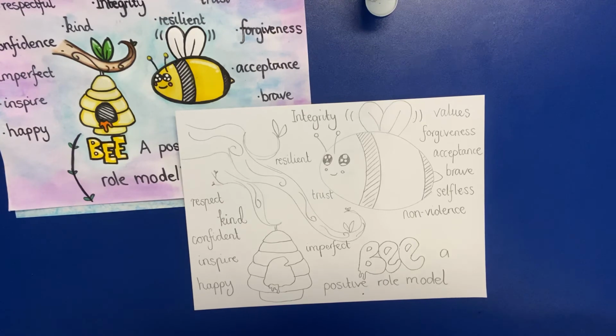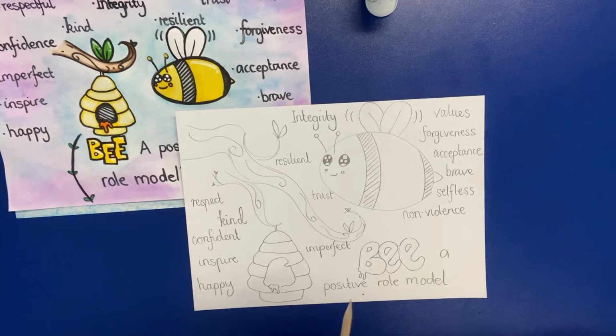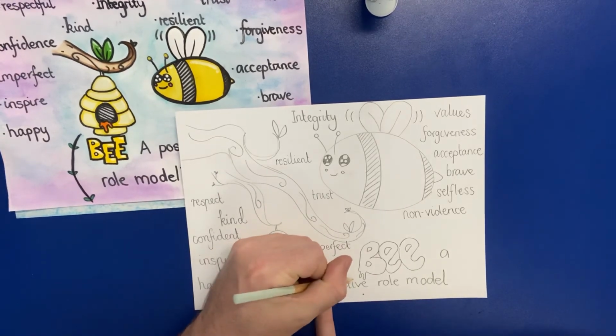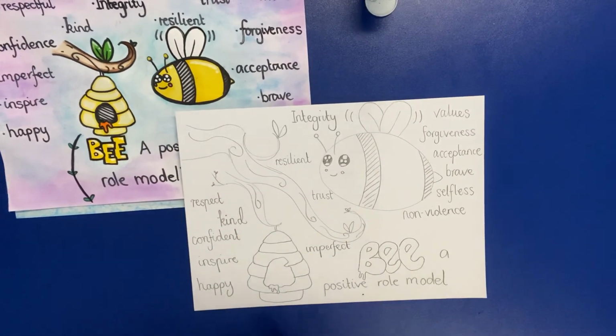We can choose to walk away from a violent situation, or we can choose to engage in a violent situation. You can choose to hurt someone's feelings by the words that you use or the tone that you use, or you can make someone feel really good. So being non-violent is one of the final things I wanted to say about this week's topic, about being a positive role model.